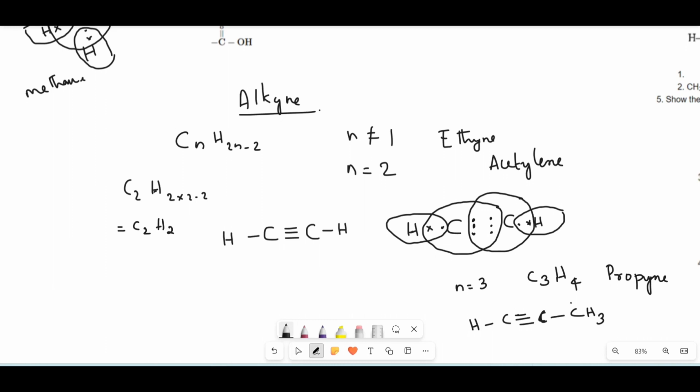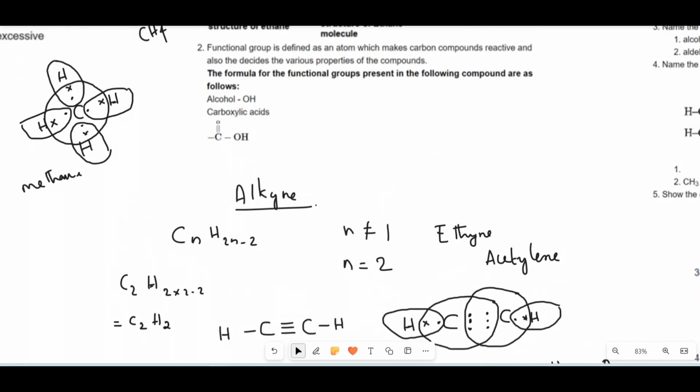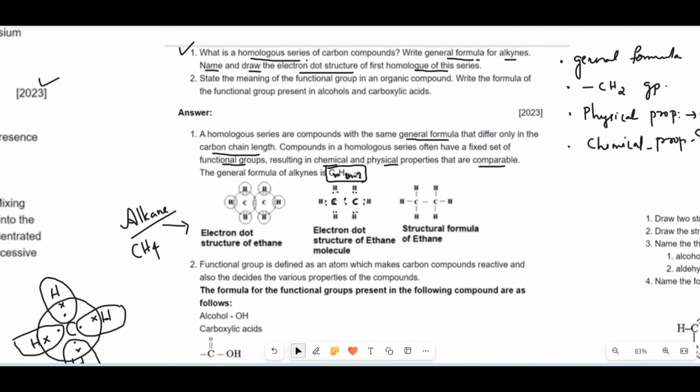Now, the next question. State the meaning of functional group in an organic compound. Write the formula of the functional group present in alcohols and carboxylic acid. What is a functional group? Functional group is defined as an atom which makes carbon compounds reactive and also decides the various properties of the compounds. It contains a heteroatom. When this heteroatom is attached to carbon, okay, the carbon will get different properties.